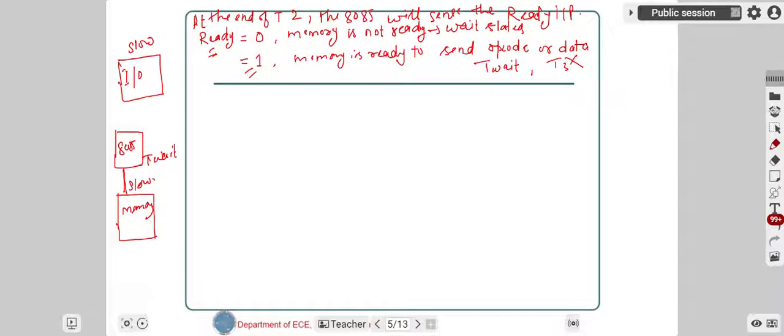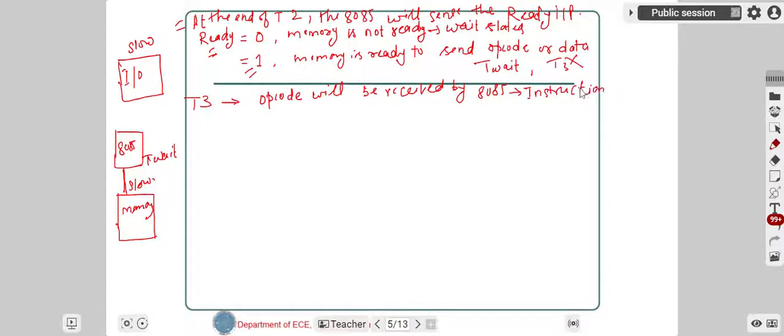At the beginning of T3, the opcode will be received by the 8085. So what will happen in T3 now? This is the end of T2. During the beginning of T3, the opcode will be received by 8085. And where will it be received? It will be received in the instruction register.